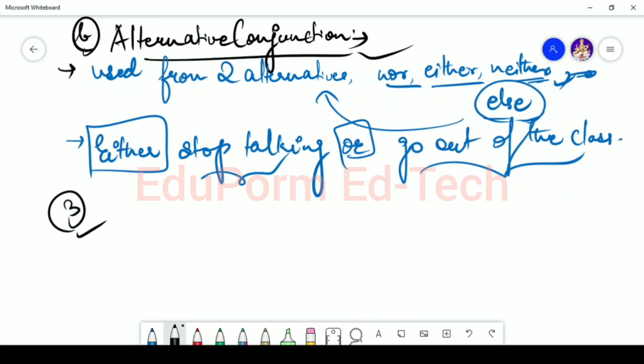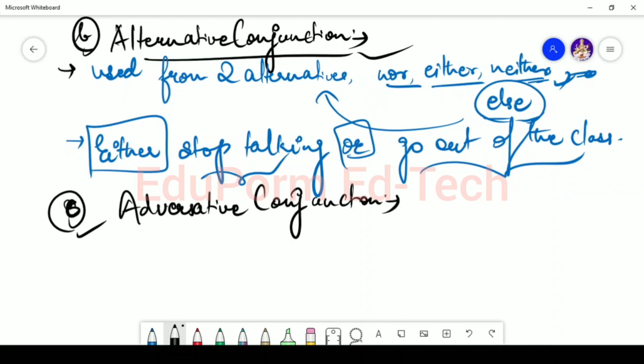Let's see the third. Now remember, all these types are parts of coordinating conjunctions only. Although there are only 3 types of conjunctions, that is coordinating conjunctions, subordinate conjunctions, and the third one is correlative conjunctions. But the first, coordinating conjunction, is further divided into 4 types: first one is cumulative conjunction, second one is alternative conjunction, third one is adversative conjunction.